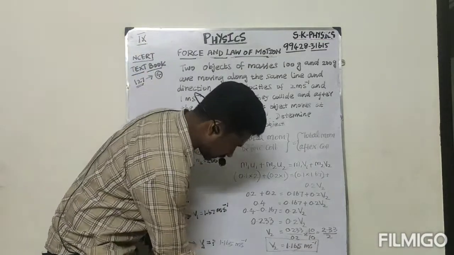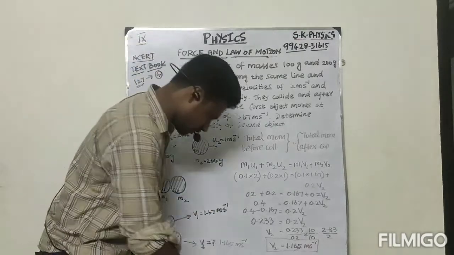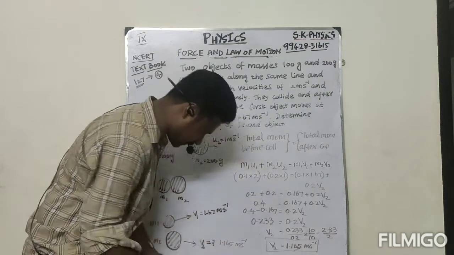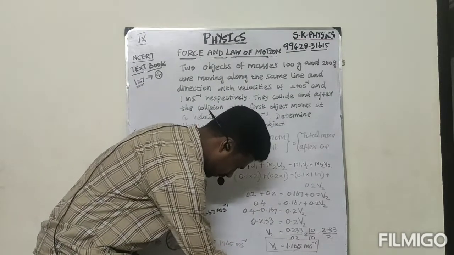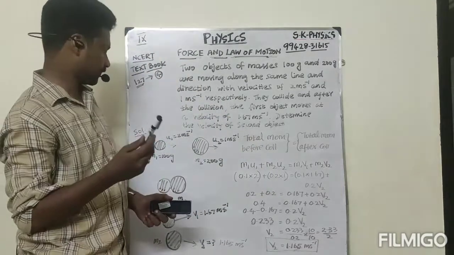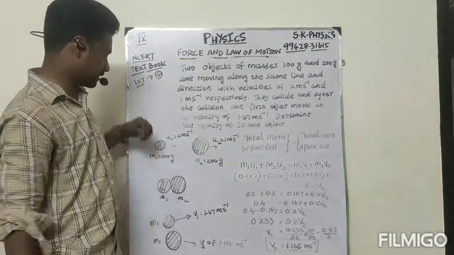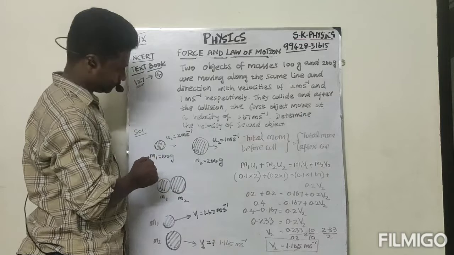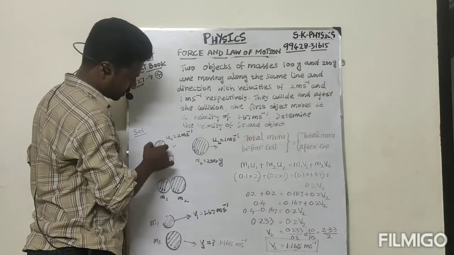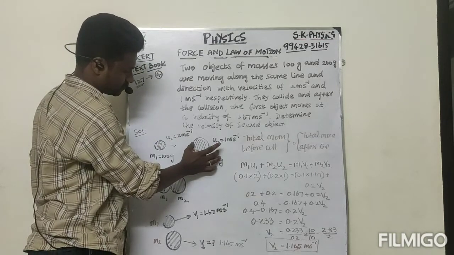So for example, let us take two objects, object 1 and object 2. For your convenience, you can take two objects of different masses. So please listen, two objects are there. Object 1 mass is given, that is 100 gram. Its velocity is 2 meter per second.